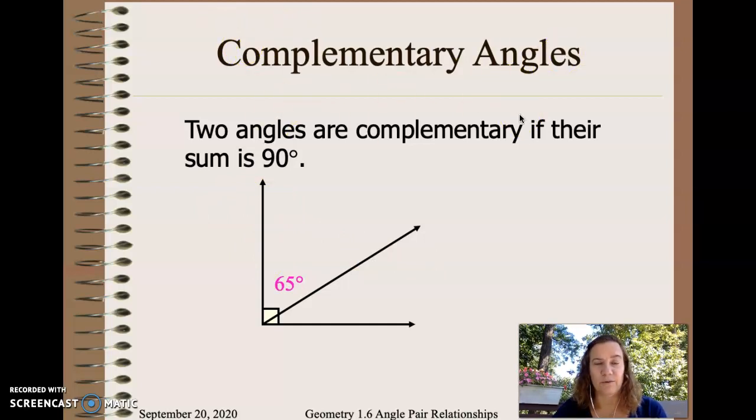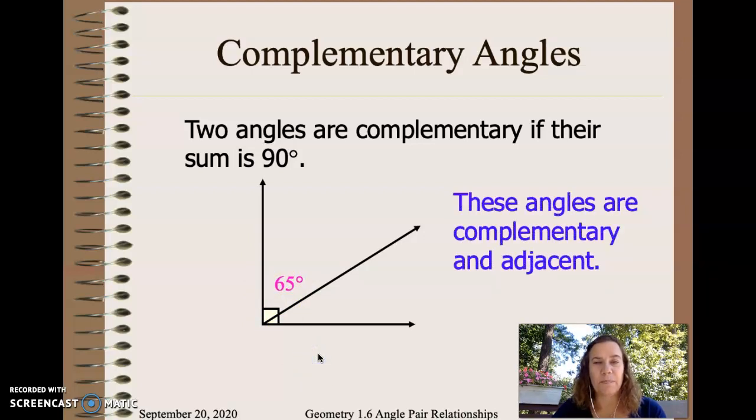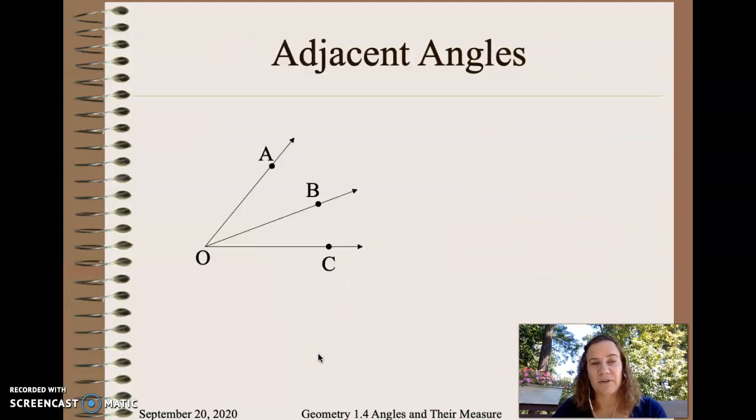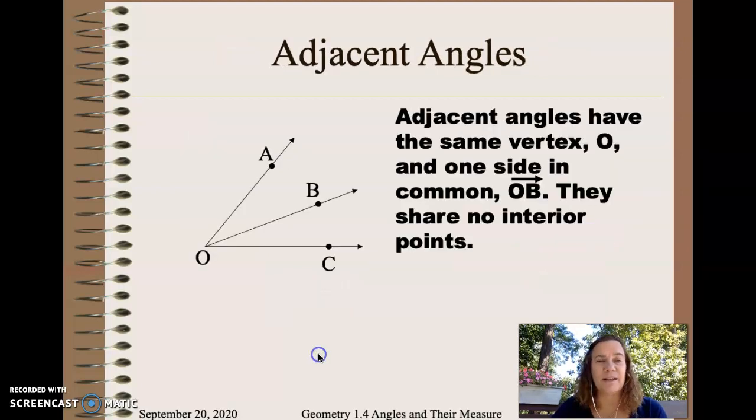Okay, complementary angles. It is a pair of two angles whose sum is 90. Notice it is complementary. It completes it. So if this little symbol, remember, equals 90 degrees, 65 and what equals 90? 25. Good.